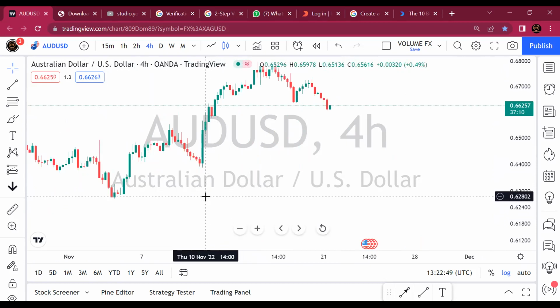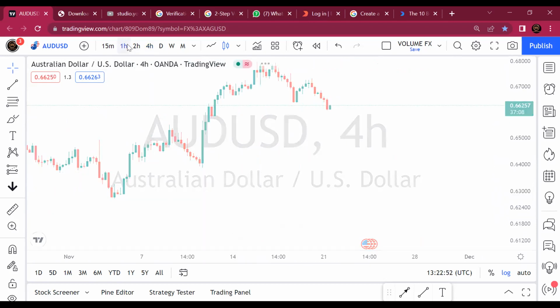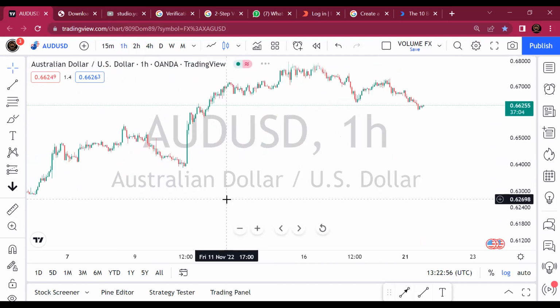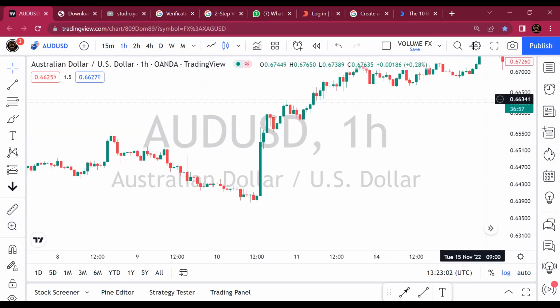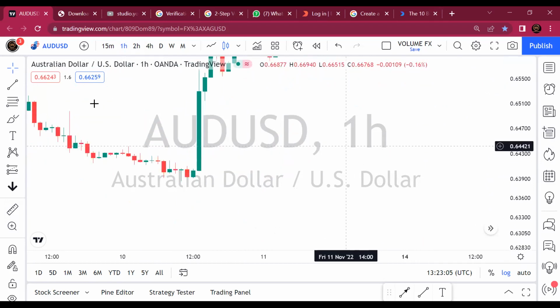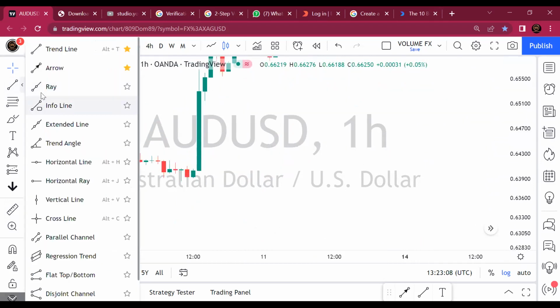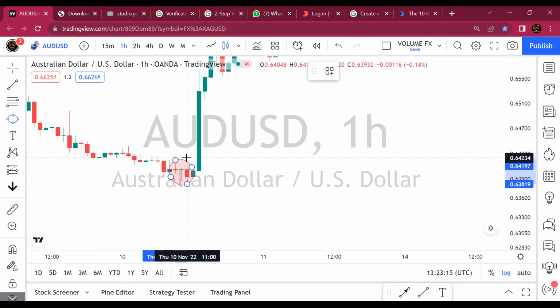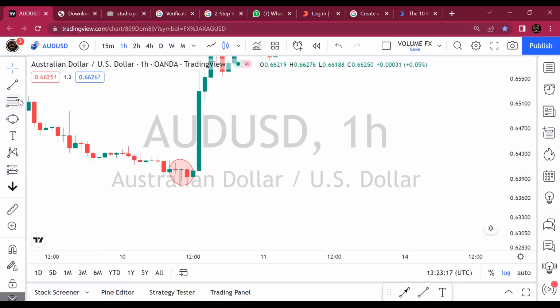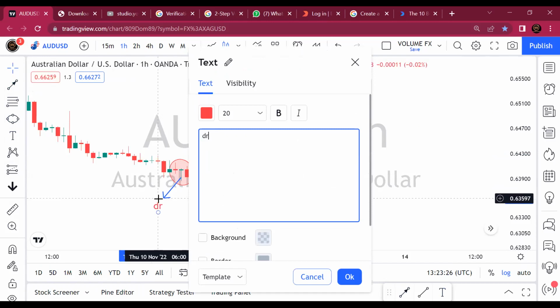I'm trying to see if I can find one. Now, let me go to the 1 hour time frame. You see the market here. The market will not give you an exact formation. You see this one here. Let me mark it out because I'm sure, 100%. That right there is what I'm talking about. That is a dragonfly doji.